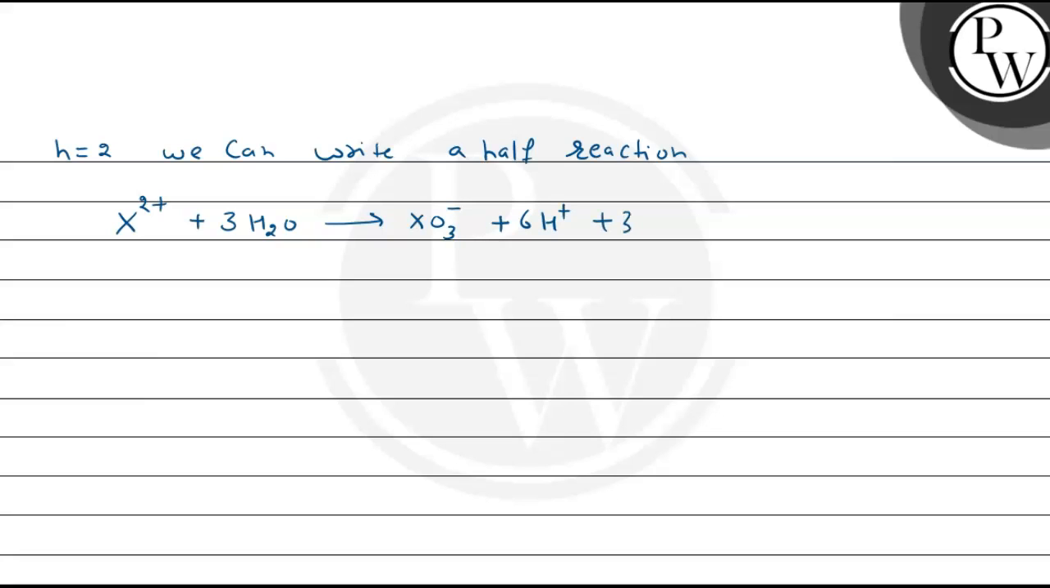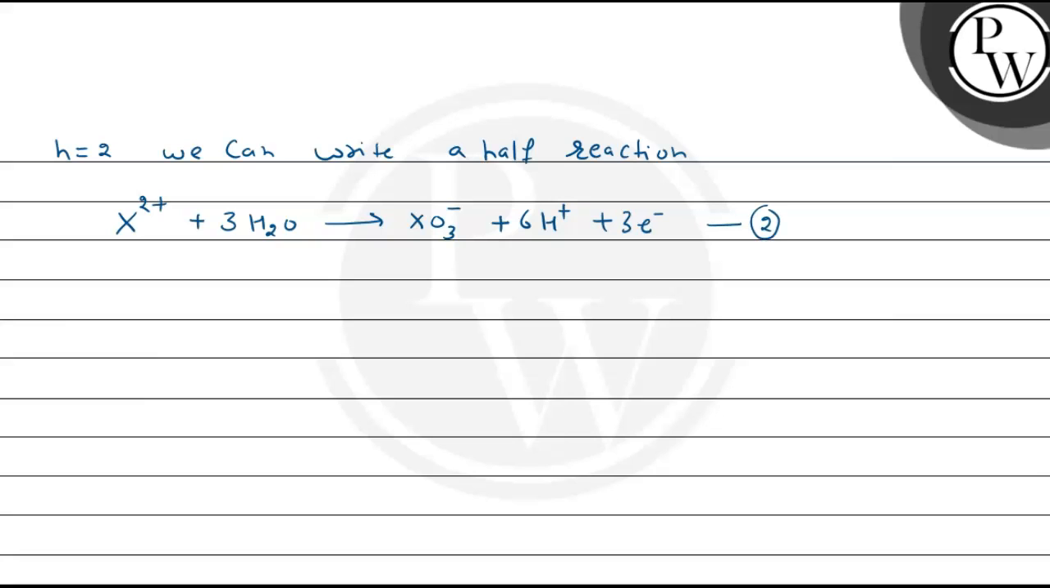By the use of the value of n, which is equal to 2, we can write a half reaction, and it can be written as X n positive. We can find out the value of n. It is 2 positive, so it is X2 positive plus 3H2O, which gives XO3 negative plus 6H positive plus 3 electrons. Let us consider this is our equation first.